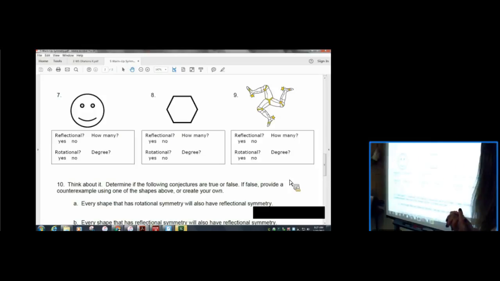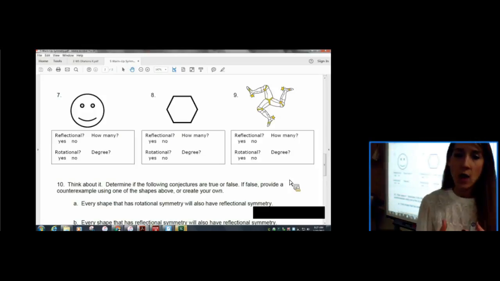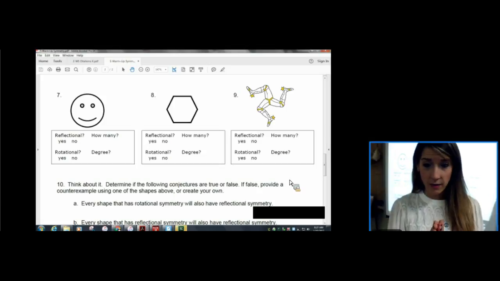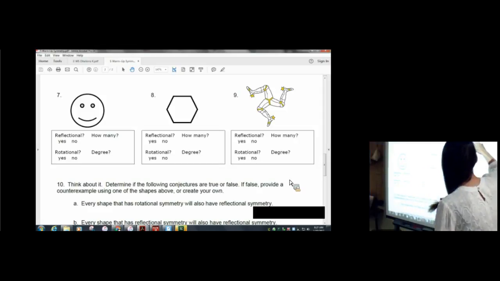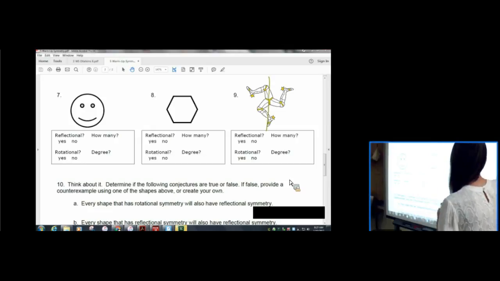So on number 9, in order to have reflectional symmetry, we would need to be able to draw a line and the figure look identical on either side of that line. So you get your pencil out and you can play with it. You draw your good old vertical line. Oh my goodness, it definitely doesn't look the same on either side.